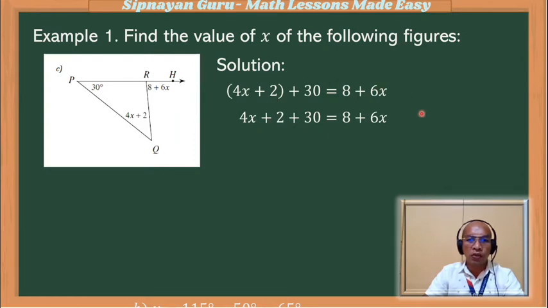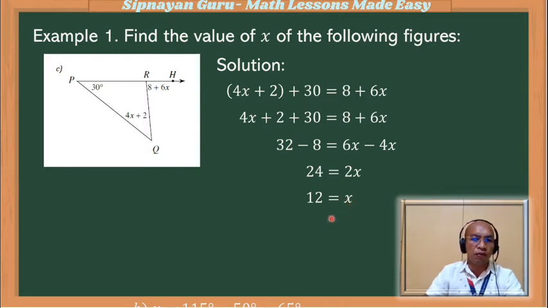We can move 4x to the right side and the sign will change. So this is 6x minus 4x. So 2 plus 30 is 32. Move positive 8 to the left, so that would be negative 8. 32 minus 8 is 24. 6x minus 4x is 2x. Divide both sides by 2 to solve for x. So our x is equal to 12.